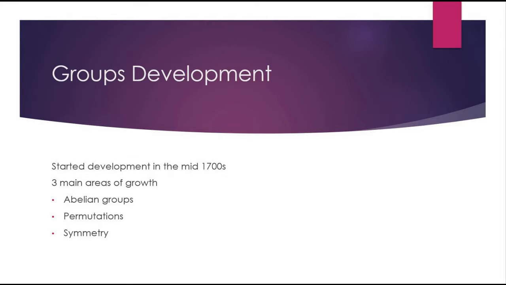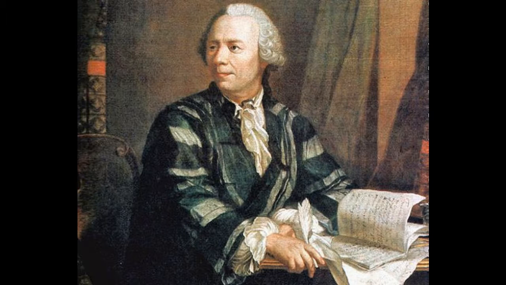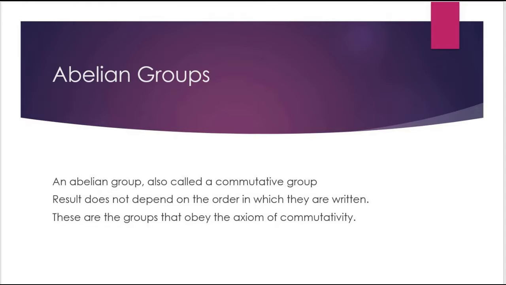This branch of maths first started developing in the mid-1700s with three main areas of growth. The first was Carl Friedrich Gauss expanding on Euler's work in 1807, which resulted in much of the theory around abelian groups, which he used to examine the order of elements.